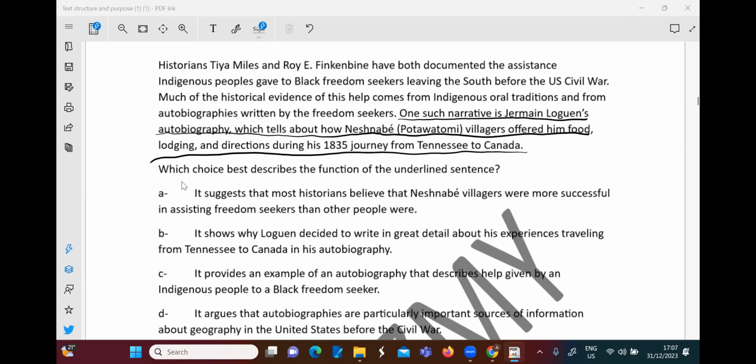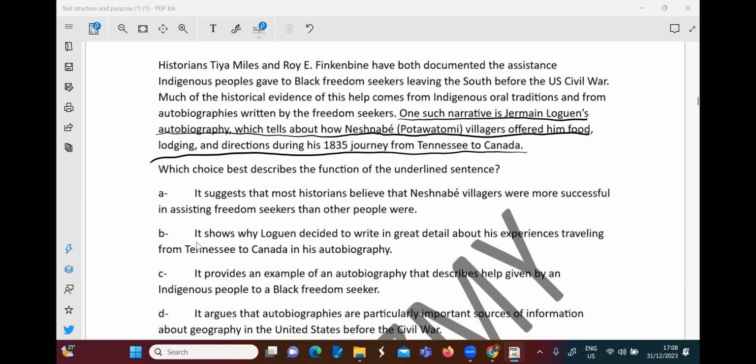Okay, read the stem of the question. Which choice best describes the function of the underlined sentence? This is text structure and purpose. He needs you to know the purpose of this underlined sentence. Okay, I want you to differentiate. They said B and C, right? Yes. Can you differentiate between B and C? Just the very beginning of B and the very beginning of C.